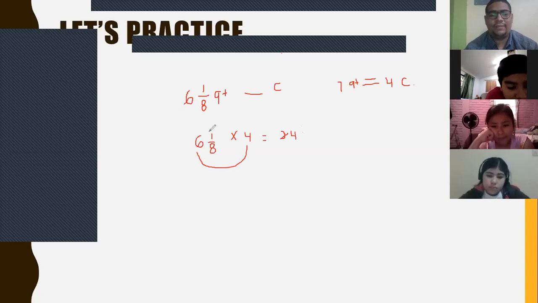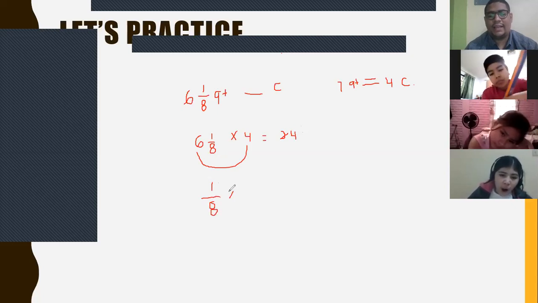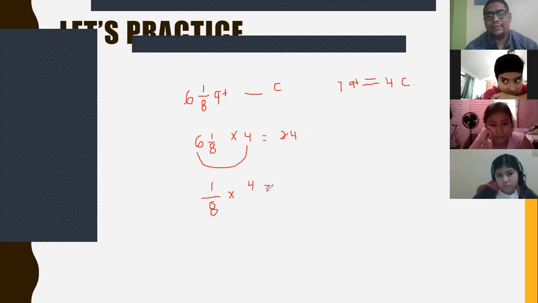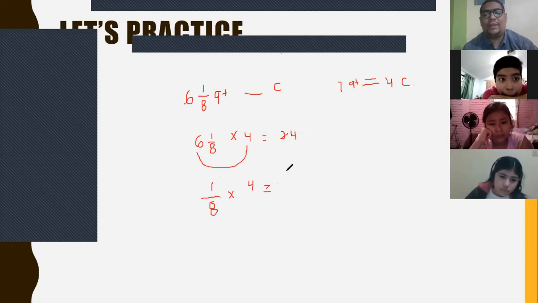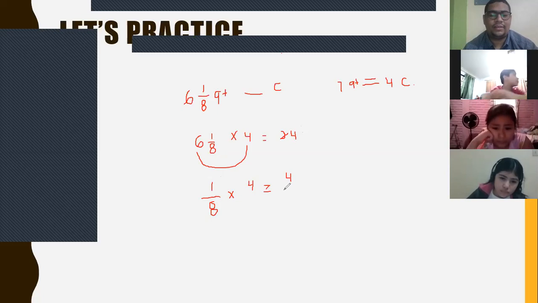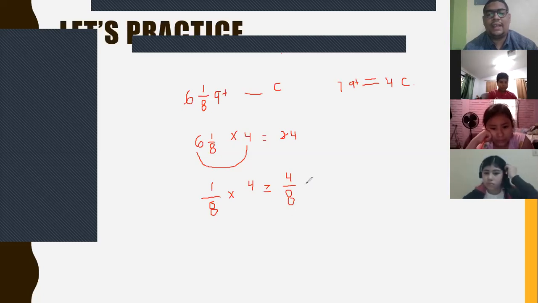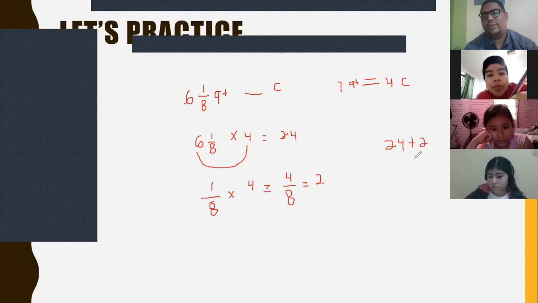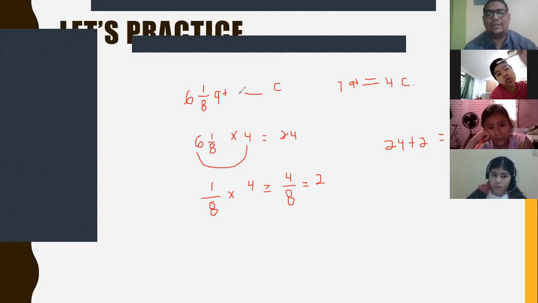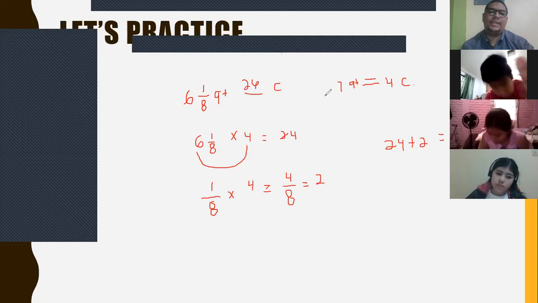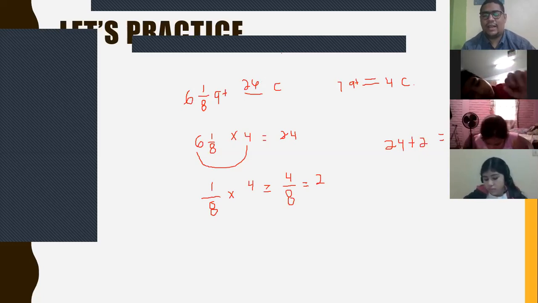And then what happens with the fraction? You are going to do the same, right? 1 over 8 times 4. That is equal to what? 1 times 4 is equal to 4. And what happens with the denominator? The same. Then you have here a division: 4 divided by 8, that is equal to 1/2. Right? So what do you have to do now? 24 plus 2 equals 26. Which is the answer? How many cups do we have in 6 and 1 over 8 quarts? 26. Right? You see? Easy. Is it easy or not, guys?